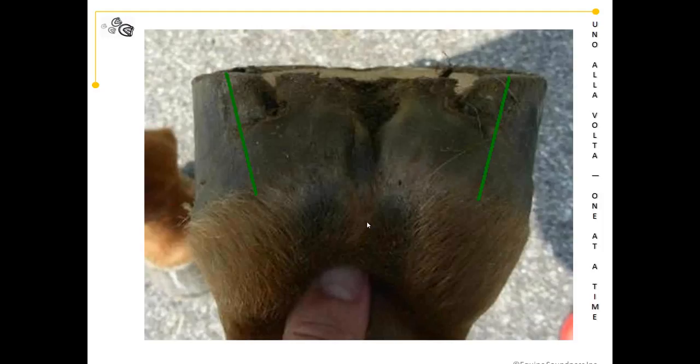When we look at the hoof from the back, you have heel landing points, one here and one here. This is where the horse lands when he becomes weight-bearing. And look at the line from this weight-bearing point to the hairline. That gives you a pretty good indicator about the balance of your heels.